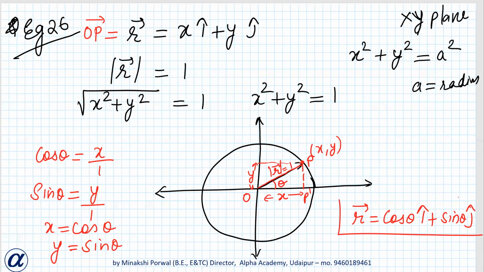Okay, so this is the answer. Basically all the unit vectors in xy plane will be represented by r equals cos theta i cap plus sin theta j cap.